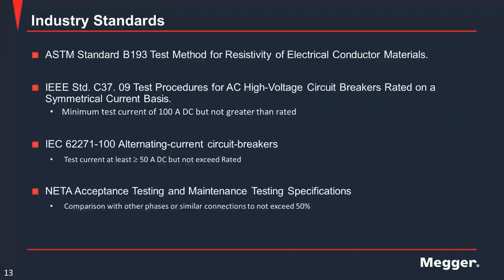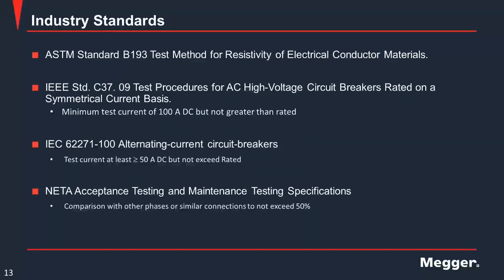This standard is very useful if you want to test a circuit breaker, because it is special for circuit breakers. The difference with the IEC standard, IEC 62271-100, which explains alternating current circuit breakers, is that it also talks about the circuit breaker standard and the test current. But here, the test current must be higher than 50 amp DC, but again not exceed the rating of the circuit breaker itself. So the two standards have different minimum currents.